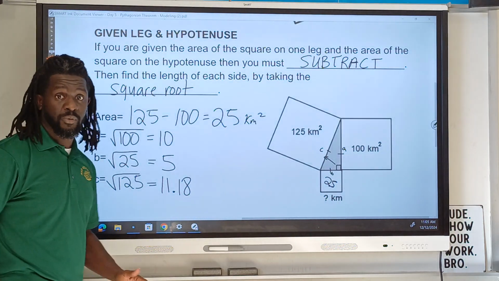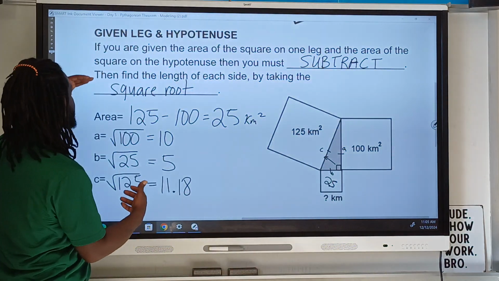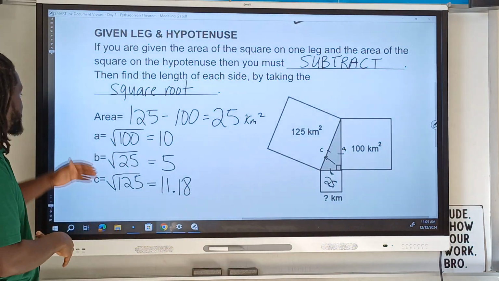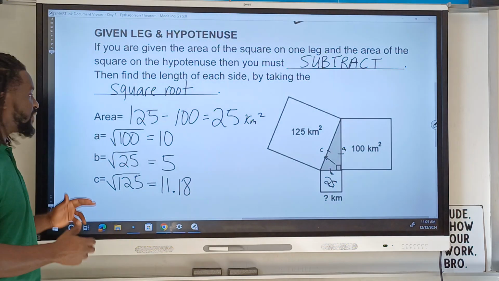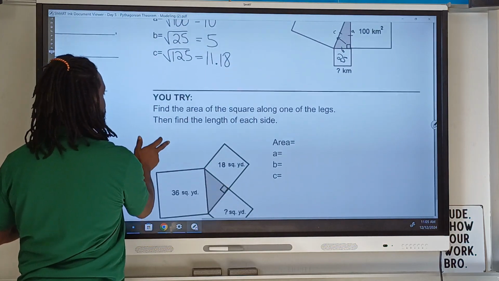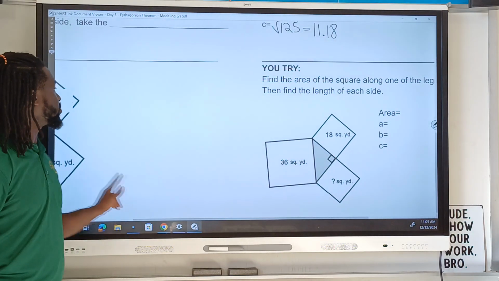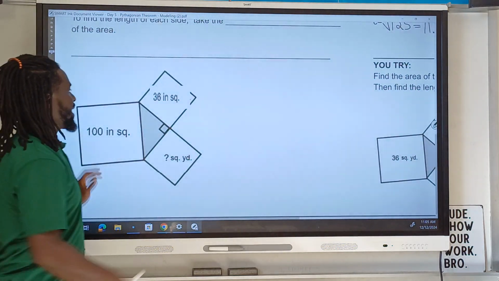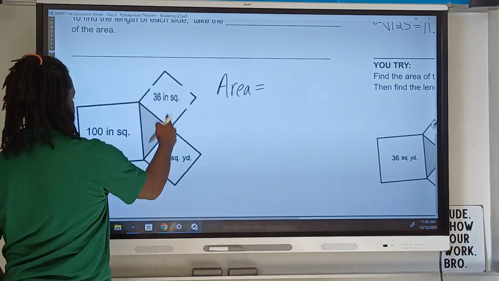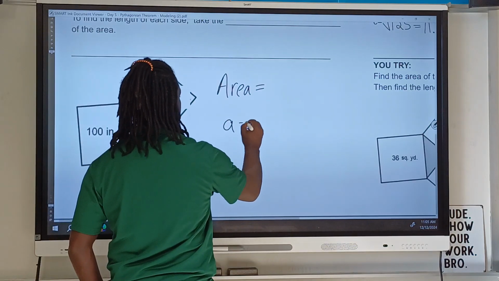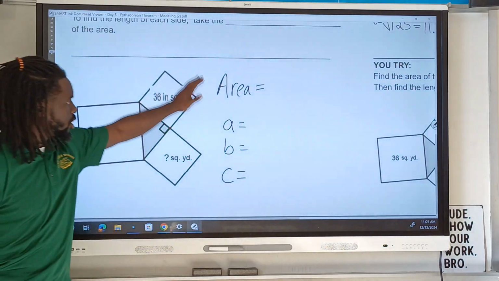So what we have done is we've taken the areas of the squares along each of the sides, and we have been able to find everything else. We've been able to find the area of the other missing one as well as the length of each side. And so what you are going to do now is try this one. And then I also want you to try the next one. This is not written here, so I want you to write this on your paper. Again, you're looking for the area of this one, and then you're looking for the lengths of A, B, and C.